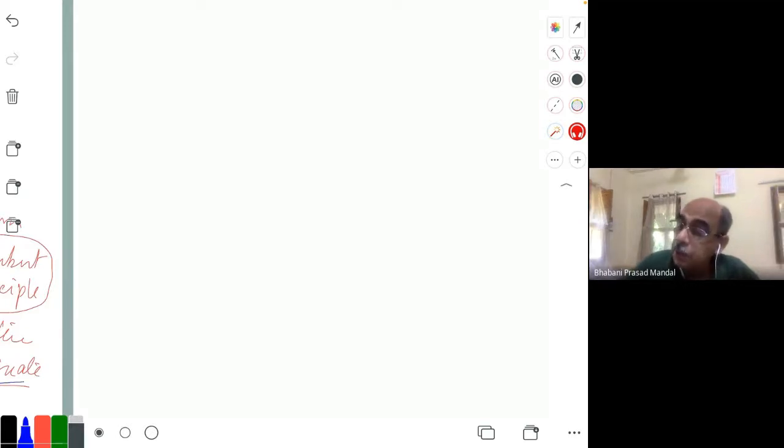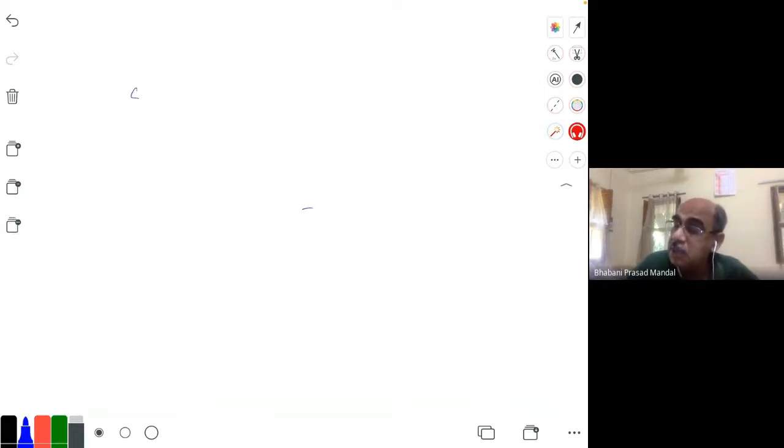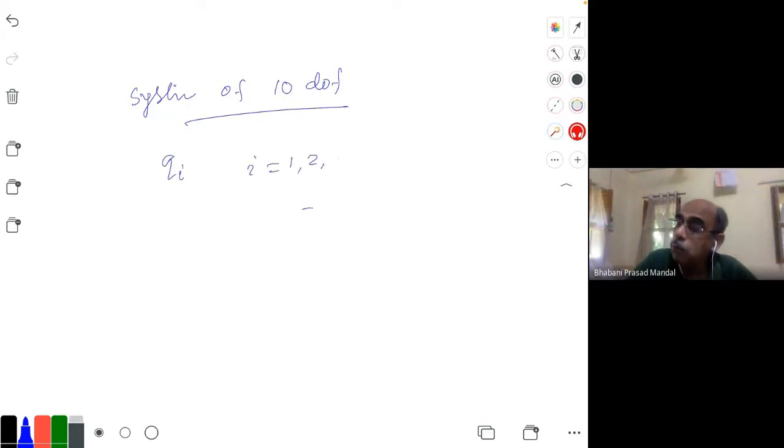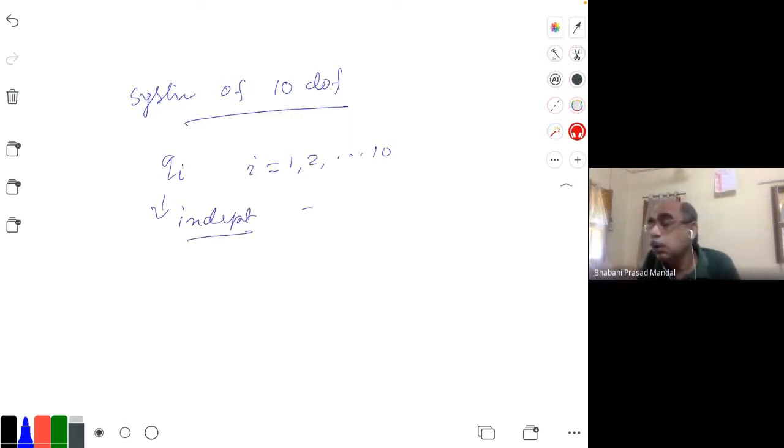It may happen that I have a system of, say, 10 degrees of freedom. Four particles in 3-dimensional space and there are 2 constraints. So 12 minus 2, so 10 degrees of freedom. So I can put qi, i equal to 1 to 10, as my generalized coordinates. I am assuming they are independent. q1 does not depend on q2 or q3, q4, etc. So I have 10 degrees of freedom. I can assign qi, i equal to 1 to 10, like theta.